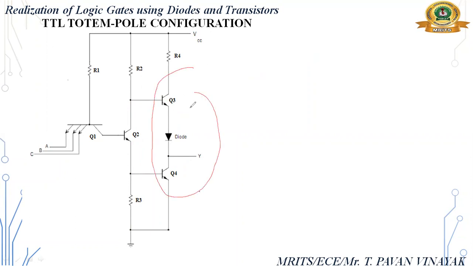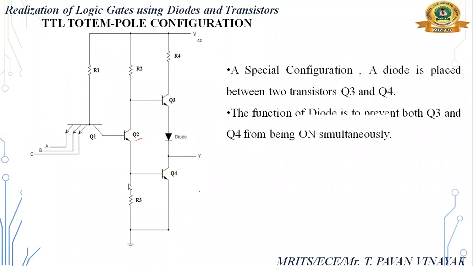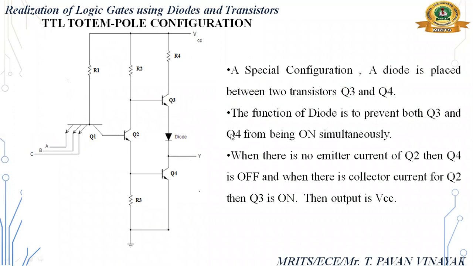What is the use of this diode? This diode protects against simultaneous conduction, which means if Q3 is on, then Q4 must be off, and if this one is off, the other automatically turns on. It is provided using this diode. Also, if the emitter current is zero, then Q4 is off because there is no current flow in it. Whenever it becomes off, the other becomes on. Whenever Q3 is on, the diode is forward biased, so output VCC comes like this.